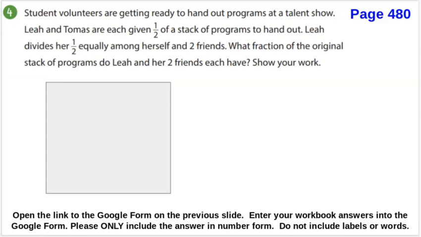Welcome back. So now you need to turn to workbook page 480. I list the workbook pages for each problem in the top right-hand corner of the video, and we're going to look at problem number 4.